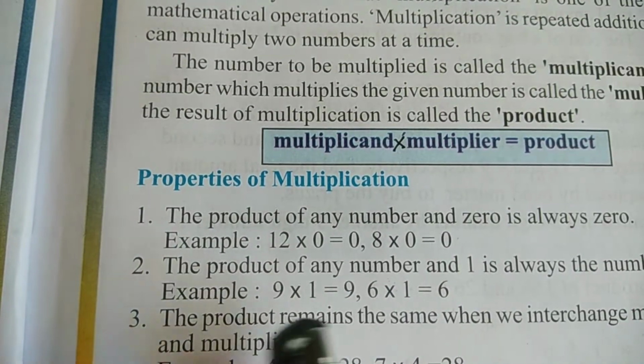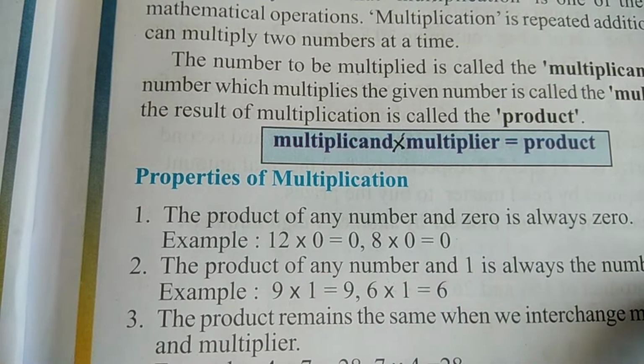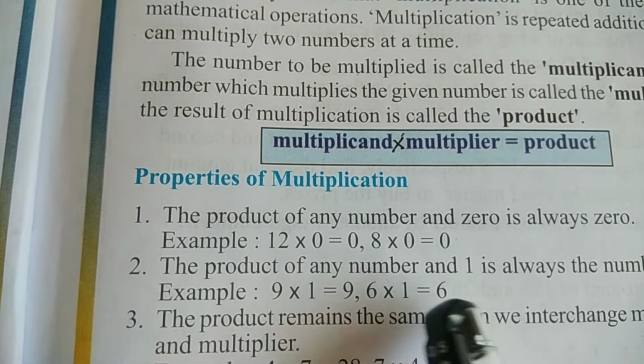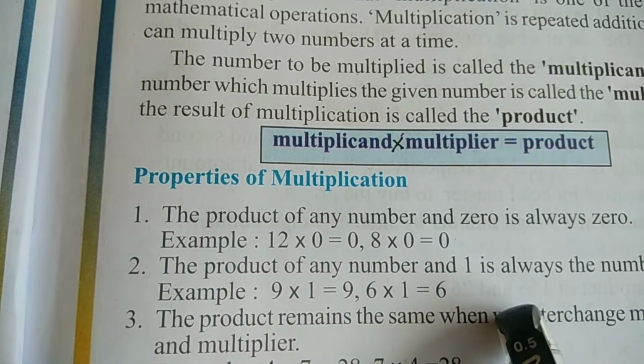Next, the product of any number and 1 is always the number itself. Means 9 into 1 is 9, 6 into 1 is 6, 2 into 1 is 2, 4 into 1 is 4.